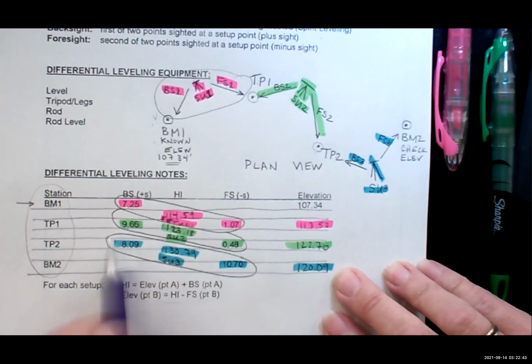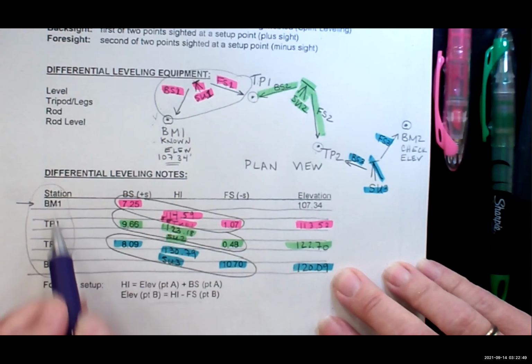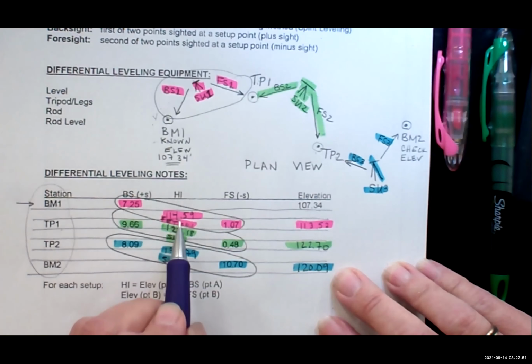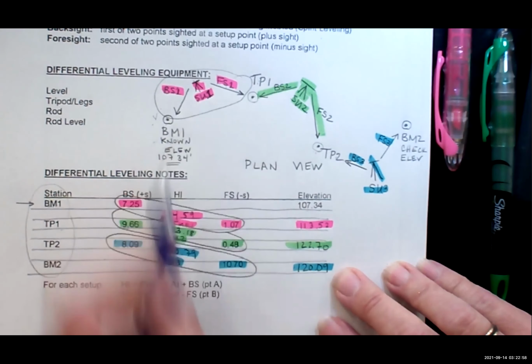That's why I color coded this. And notice how I put the height of instrument on a line in between these two. Because the height of instrument doesn't have to do with the benchmark 1 and TP1. It has to do with the equipment itself.